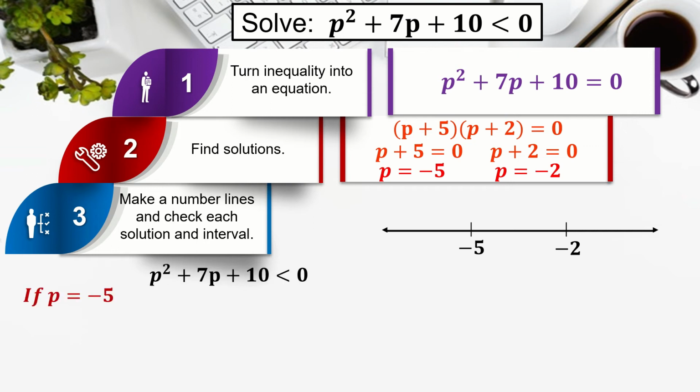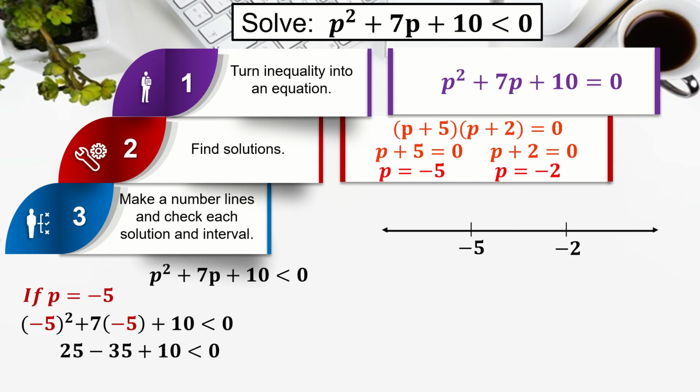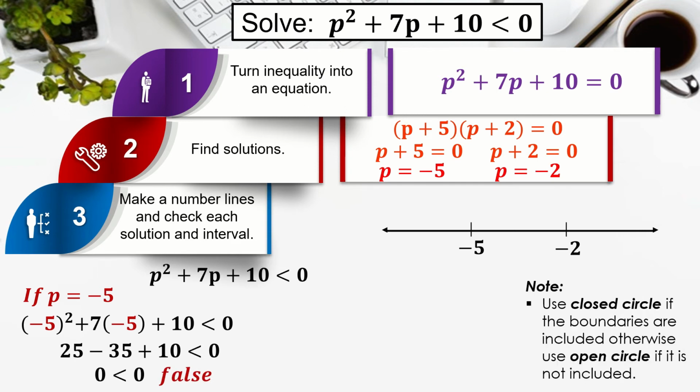Substitute. Let's try if p is equal to negative 5. Negative 5 squared plus 7 times negative 5 plus 10 is less than 0. Negative 5 squared is 25. 7 times negative 5 is negative 35. So that is 25 minus 35 plus 10 is less than 0. Then that is 0 is less than 0 and that is false. Okay? So, going back, we use closed circle if the boundaries are included. Since this is not included kasi false siya, we will use an open circle.